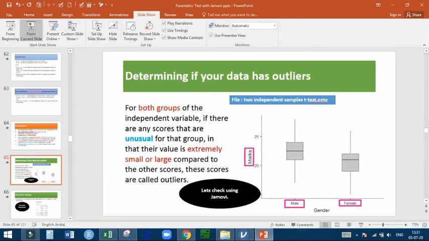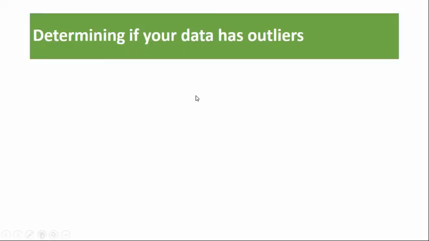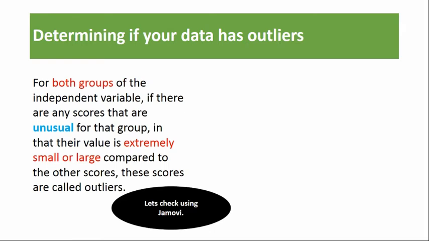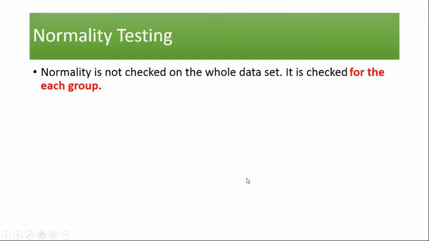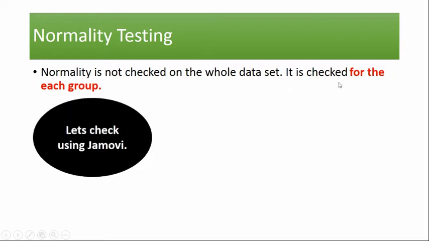Yes, here we can check. I have pasted this box plot from my Jamovi output here. We have checked outliers for male and female separately. Our next assumption is normality testing. Normality is not checked on the whole data set. It is checked for each group.